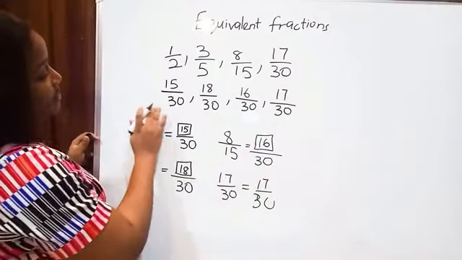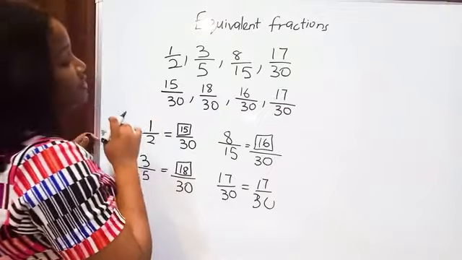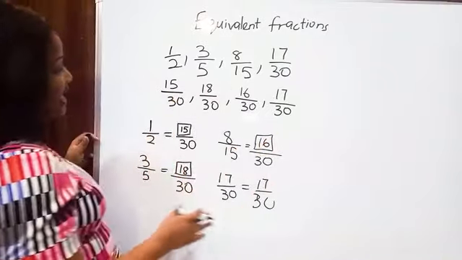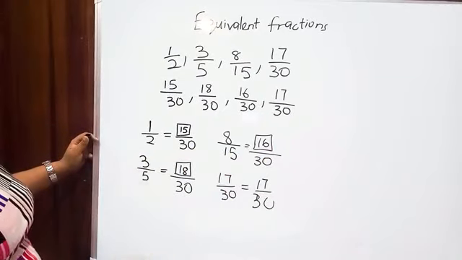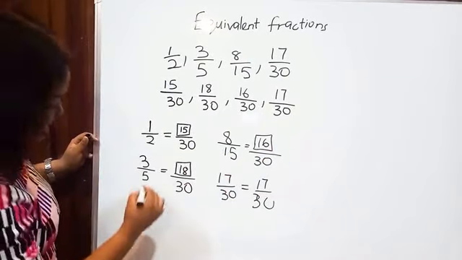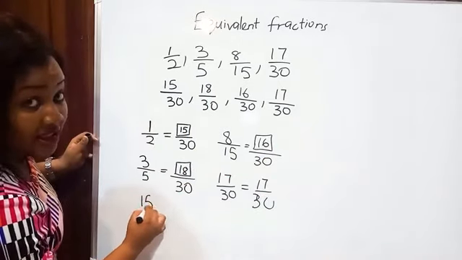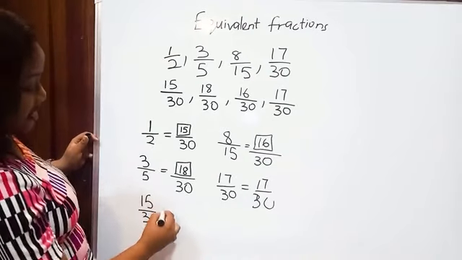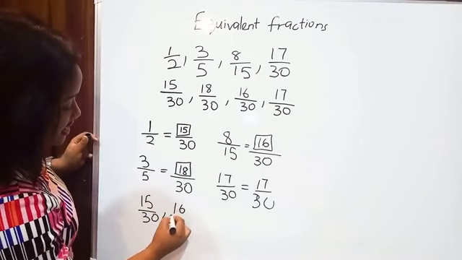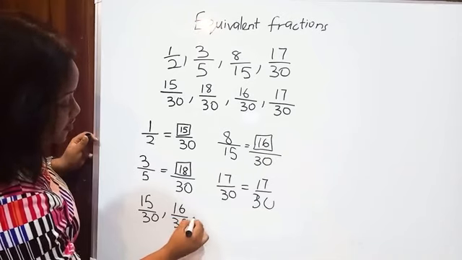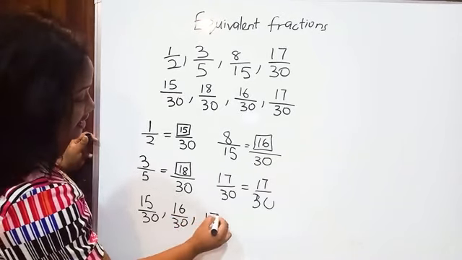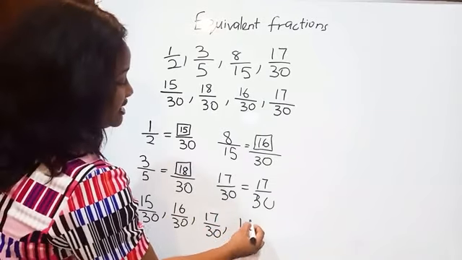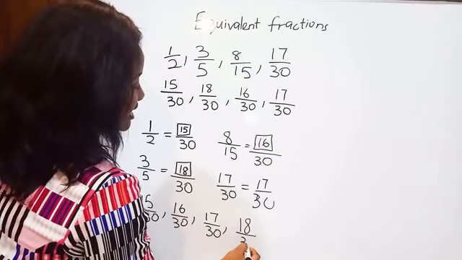So now, looking at them, they have the same denominator, so it's easy for us to tell which one is the lowest and which one is the highest. If you are to arrange them in ascending order, you have 15 over 30, 16 over 30, 17 over 30, and 18 over 30.